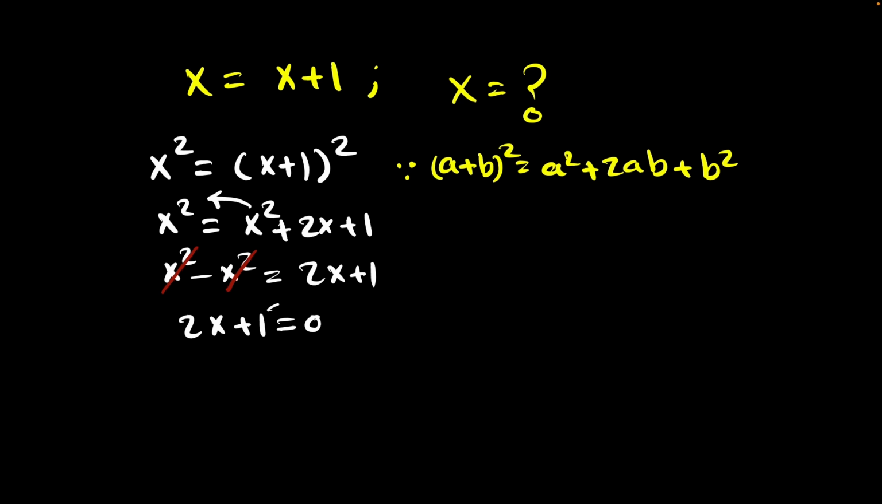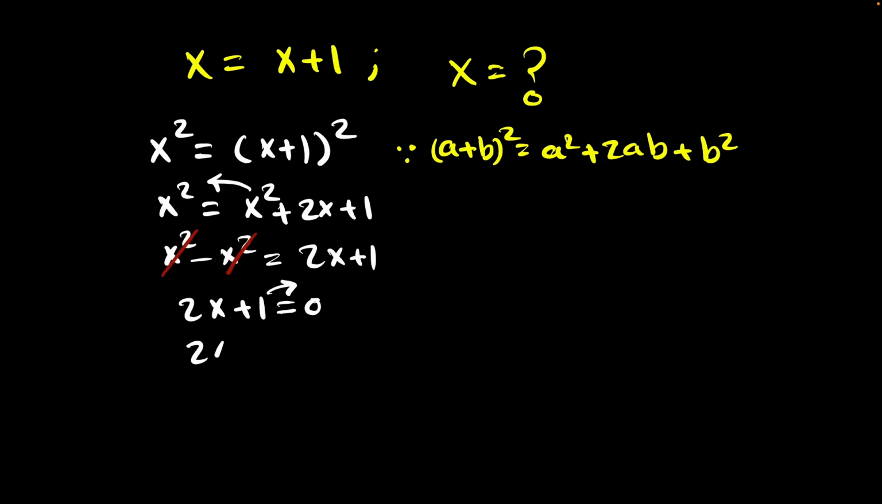So I'm going to move 1 to the other side of the equation. So 2x is equal to minus 1. And now I'm going to divide both sides of the equation by 2. So finally, the final answer will be x is equal to minus 1 over 2.